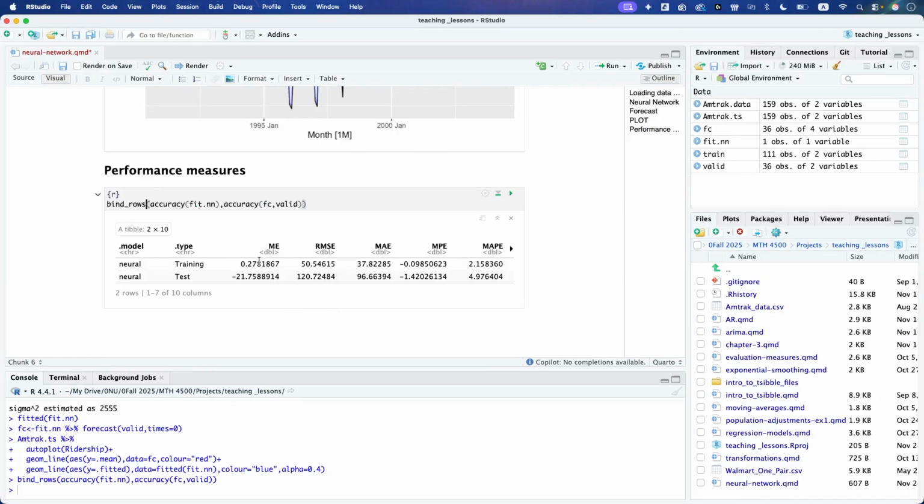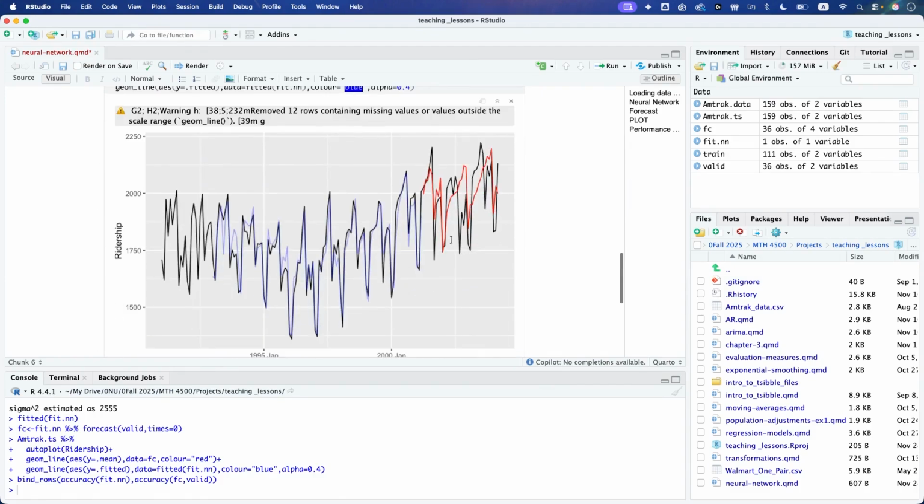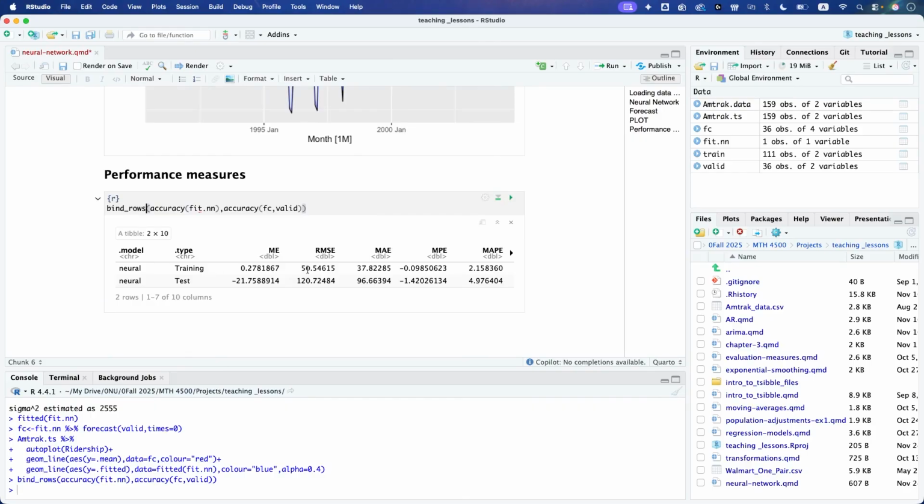So look at the neural network on the training. Look at ME, it's almost zero. These are very small numbers, so it's clear that we are overfitting. This is overfitting. I mean, look at them, it's barely different from the black one, the original one, right? However, look at the neural network on the validation: the errors have increased drastically.